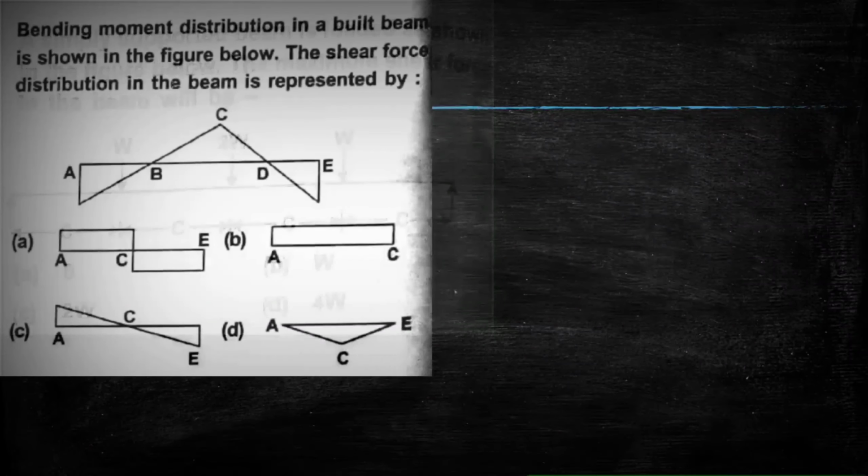Moving to the next question, we have the bending moment distribution in a beam shown in the figure below. The shear force distribution in the beam is represented by... So this is a negative moment, this is a negative moment. From the diagram we can identify that definitely it is a fixed beam. So in case of a fixed beam, option A is like this and this. So definitely option A is the correct option.